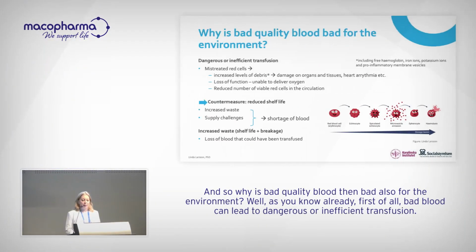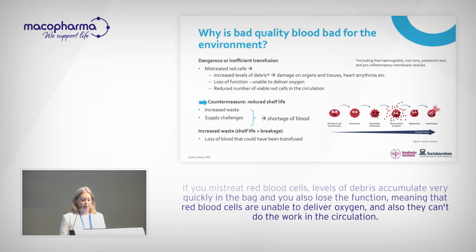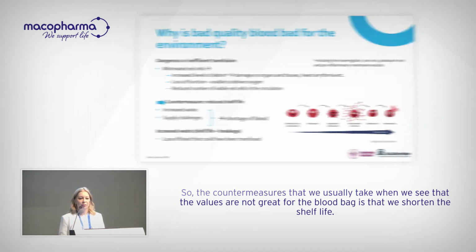And so why is bad quality blood then bad also for the environment? Well, as you know already, first of all, bad blood can lead to dangerous or inefficient transfusion. If you mistreat red cells, the levels of debris accumulate very quickly in the bag, and you also lose the function, meaning that red cells are unable to deliver oxygen, and also they can't do the work in the circulation. So the countermeasure that we usually take when we see that the values are not great for the blood bag is that we shorten the shelf life.